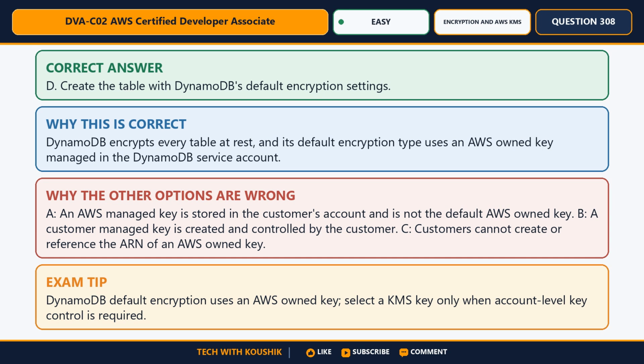A. An AWS-managed key is stored in the customer's account and is not the default AWS-owned key. B. A customer-managed key is created and controlled by the customer. C. Customers cannot create or reference the ARN of an AWS-owned key. Exam tip. DynamoDB default encryption uses an AWS-owned key. Select a KMS key only when account-level key control is required.